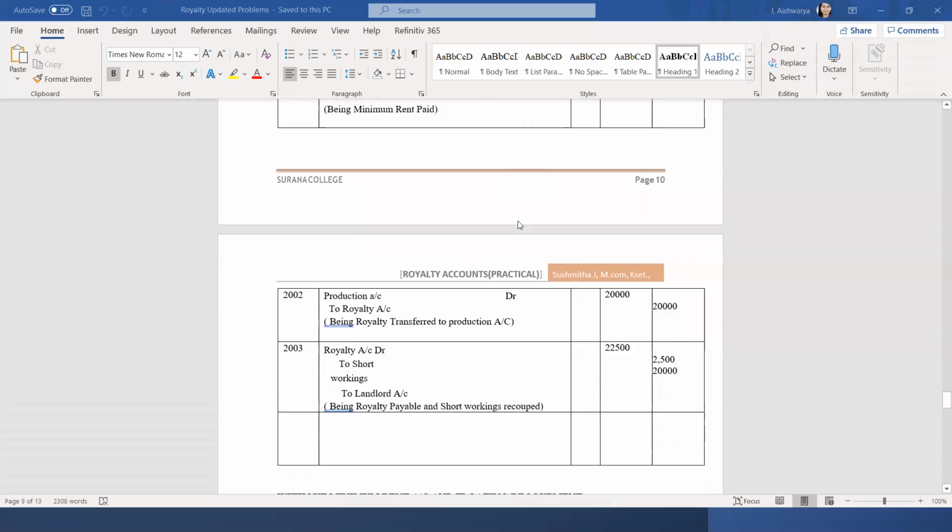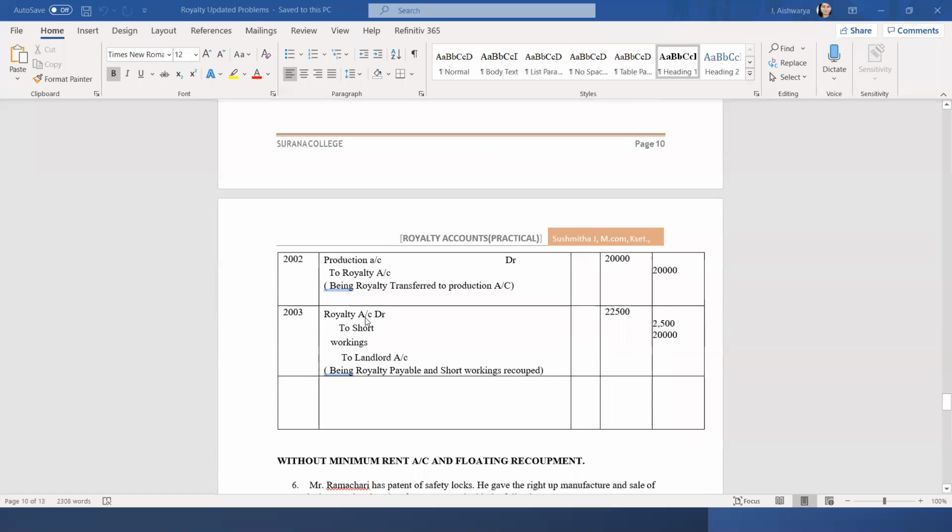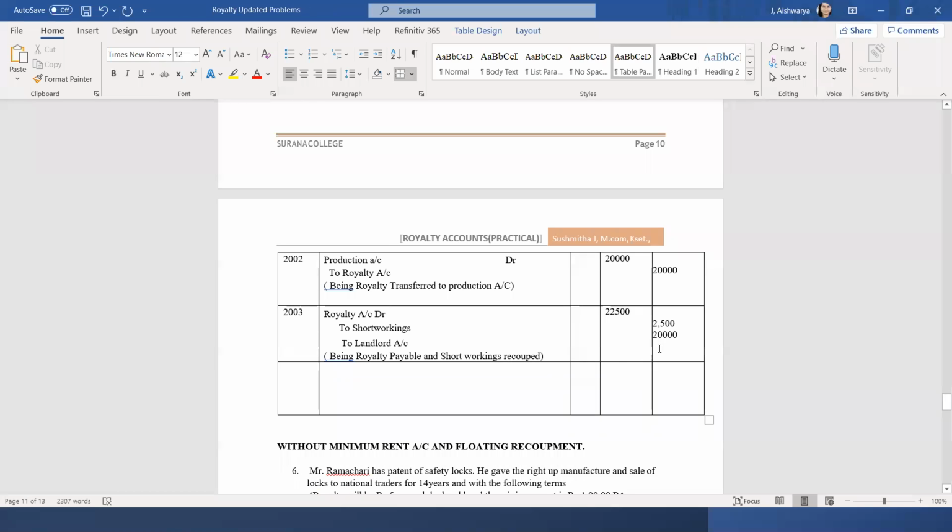This is the last entry that we have completed, that is in 2003, the first entry. Is that right? Yes or no? So that is in 2003: royalty account debit 22,500 to short workings 2,500 and to landlord account 20,000. So this is what we have done, and now we'll move on to one more journal entry.